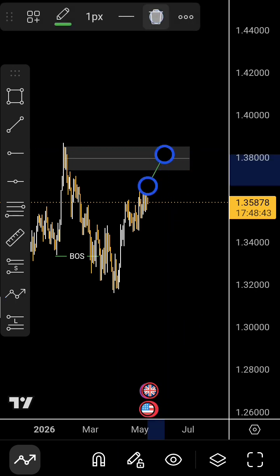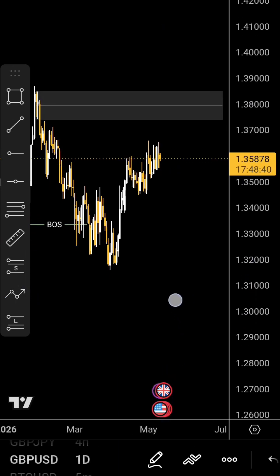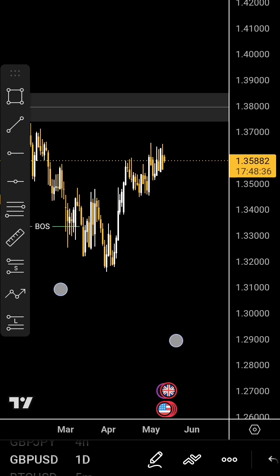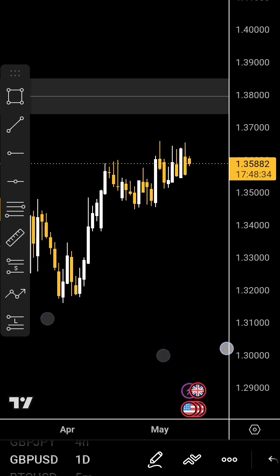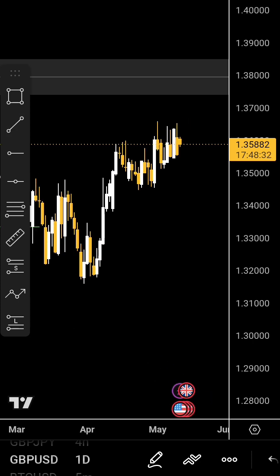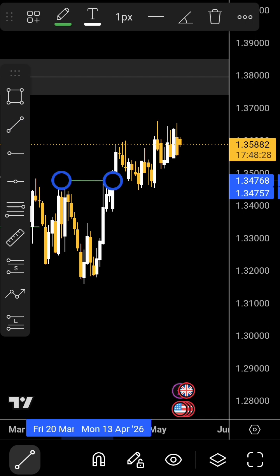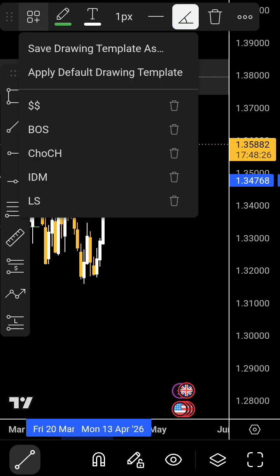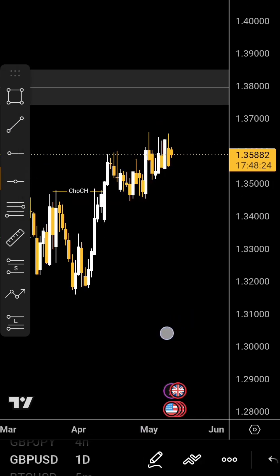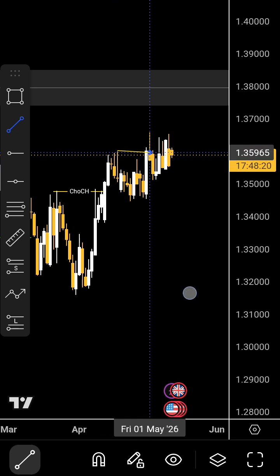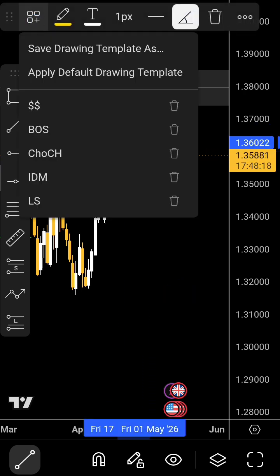Okay, so now after finding out this, we then come and look at the current price leg, which is somewhere here, this area. Now we have a change of character here. This is a change of character, right? And then we have a break of structure also up here. This is a break of structure.